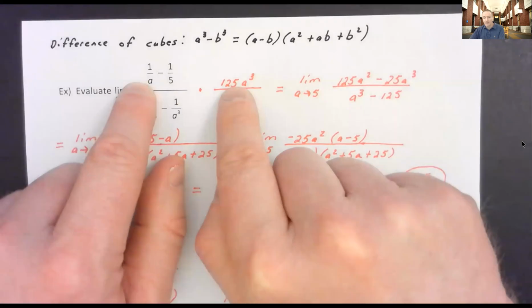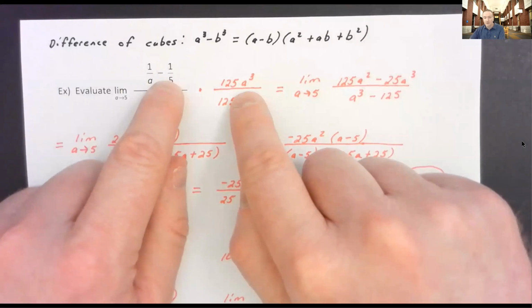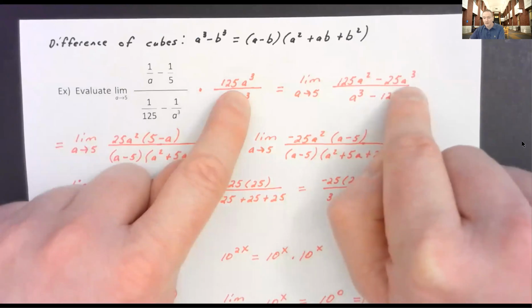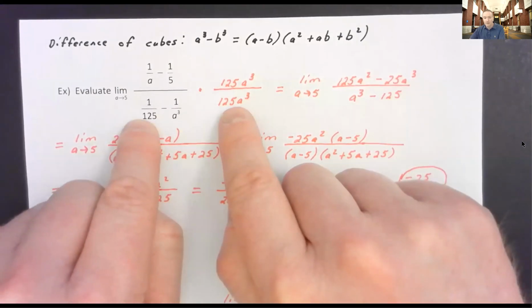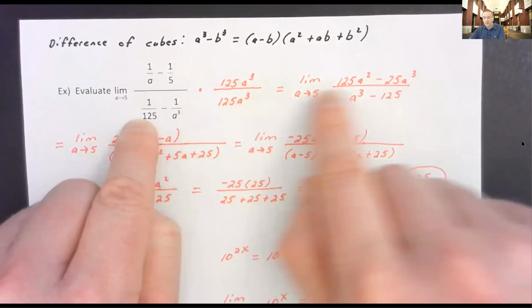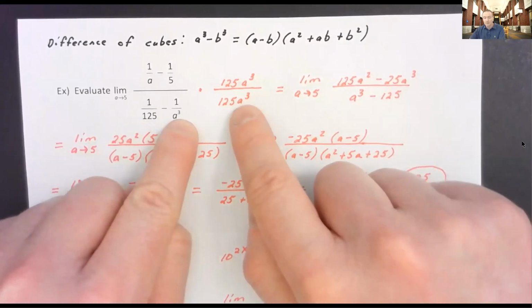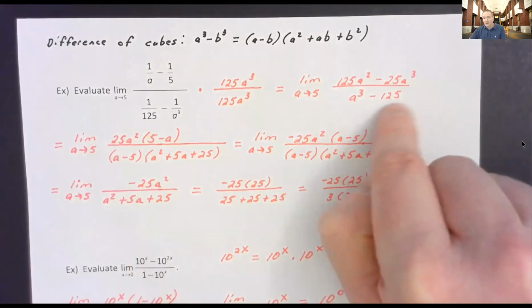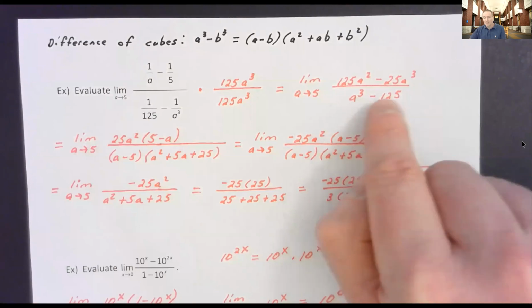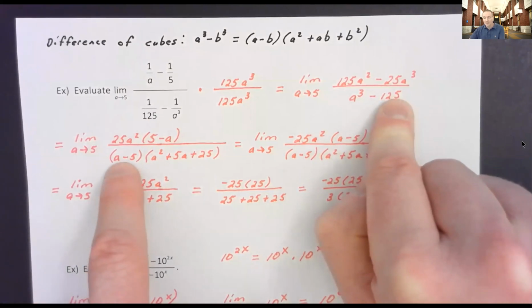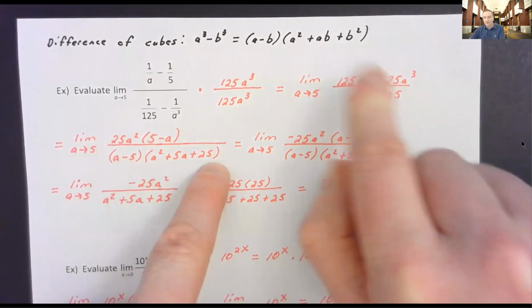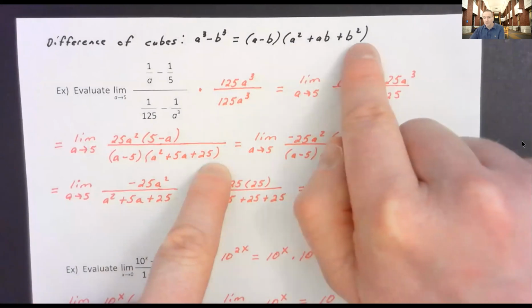When I multiply that in the numerator, my first term is going to be 125a squared. My second term, 1/5 times 125, that's going to leave me minus 25, and I'll still have the a cubed. When you distribute that in the denominator, the first term is just going to be a cubed. And the second term, the a cubed cancels, and you'll have minus 125. Now, I need to recognize that denominator is a cubed minus 5 cubed. So in the next step, I can factor it as a minus 5 times a squared plus 5a plus 25, following your difference of cubes formula.